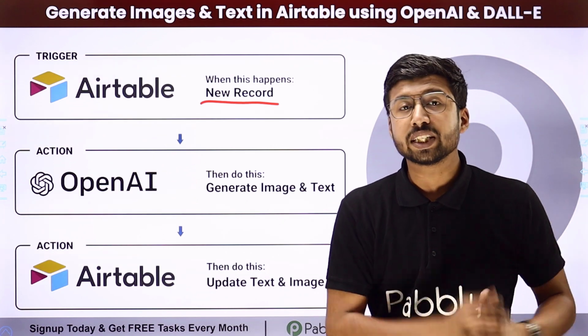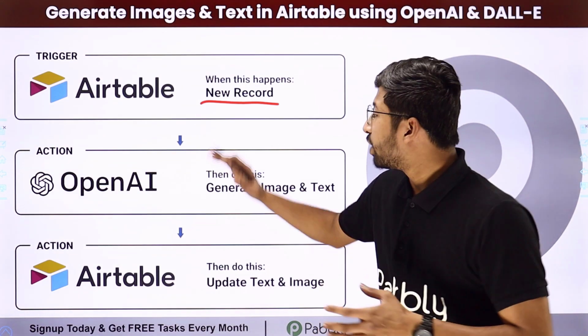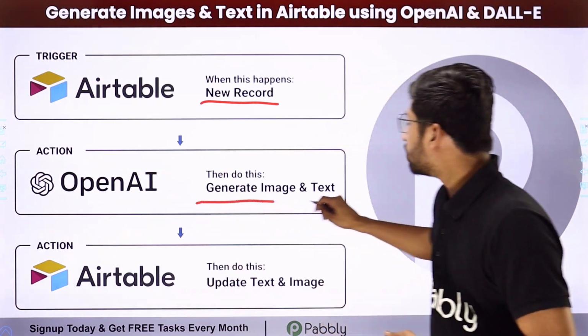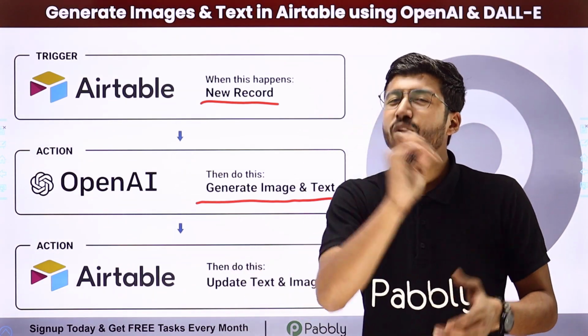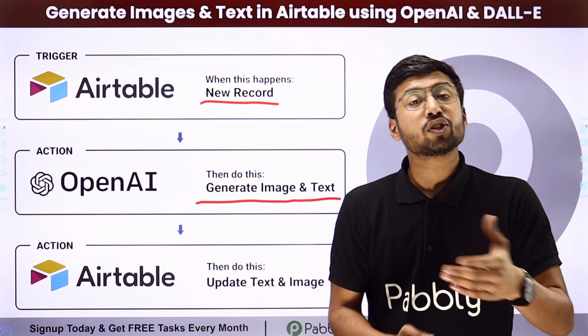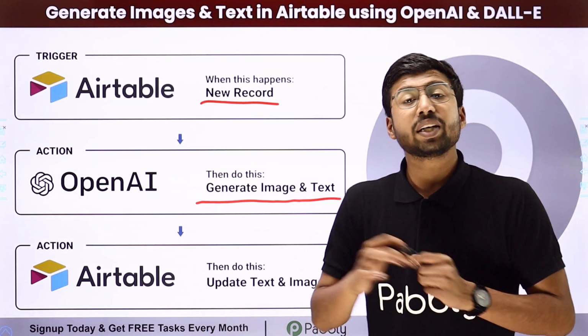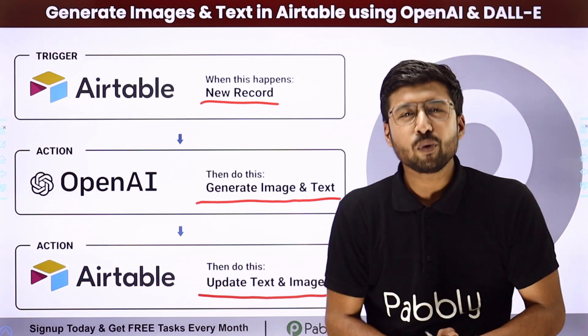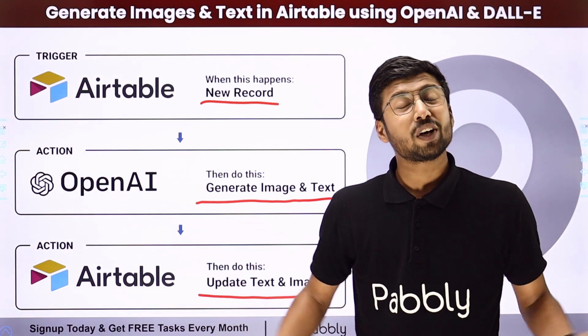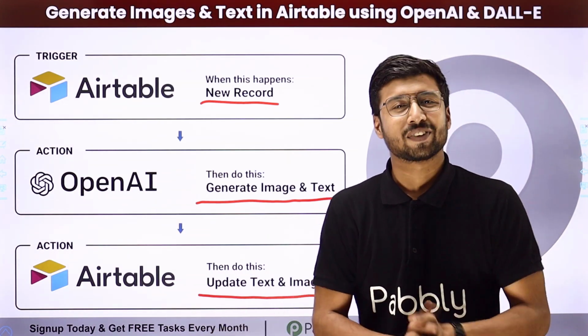And after adding those details, automatically within a few minutes, using AI platforms like OpenAI and ChatGPT, we are going to generate some text, and using OpenAI's DALL-E, we are going to generate the image. And after generating both of the things, we are going to update the same things in the same record in Airtable as well. Now, if you want to know how you can set up this automation, you just have to come with me to my screen.